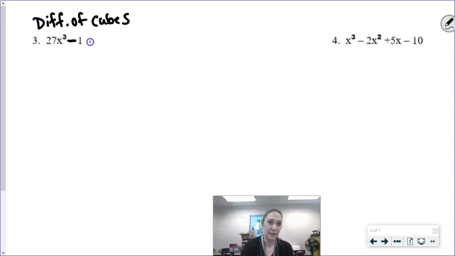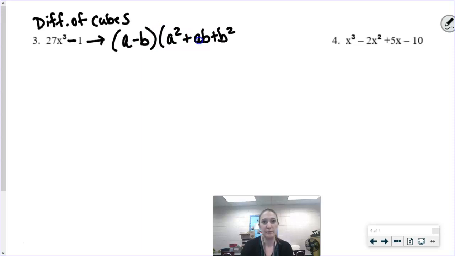So the pattern that we're going to be factoring this into, and I'm reading this right off the flowchart, goes A minus B times A squared plus AB plus B squared. So again, I just have to figure out who A and B are. This is A cubed, and this, just the 1, not the negative sign, is B cubed. The signs are already built into the pattern. Don't touch the signs.